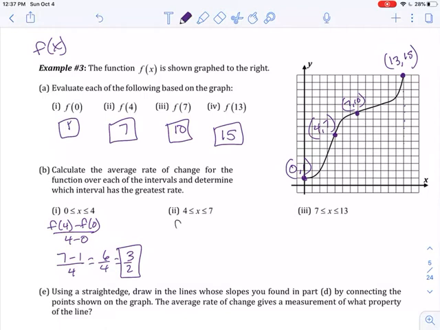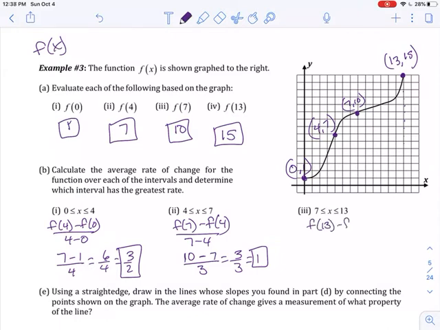Okay. The next one, I want to know the average rate of change between 4 and 7. So that's going to be f of 7 minus f of 4 over 7 minus 4. Well, f of 7 is 10. I have all those values up above that I'm looking at. F of 4 is 7, and 7 minus 4 is 3. So this is just 3 over 3, which is 1.